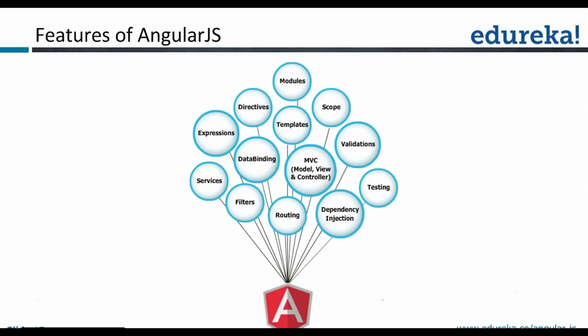We can also have templates. We can also have modules. We have something called a scope, which acts as a glue between the controller and the model in the view, sorry. And we can also have validations. Apart from this, it also provides the feature wherein we can handle the back button in the browser. We can create a single page web application, a full single page web application.